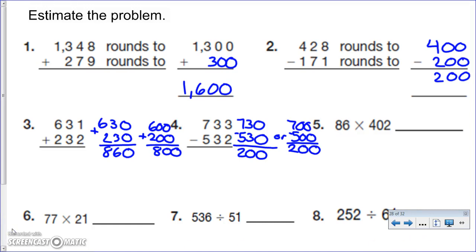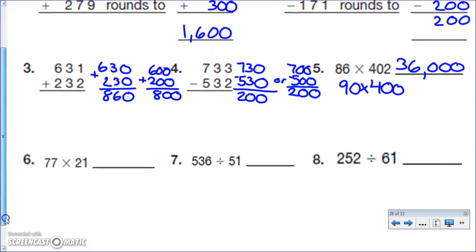For number 5, with multiplication, you want to round to nice, big, even, round numbers that are easy to multiply in your head. So we're going to round 86 to 90. And 402 to 400. Now we can use a shortcut when we're multiplying. We know 9 times 4 is 36. And then we need to add the 3 zeros, 1 from the 90 and 2 from the 400. So our answer becomes 36,000.